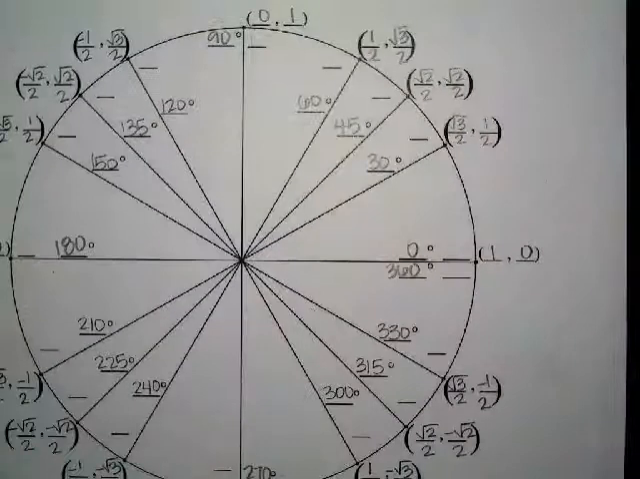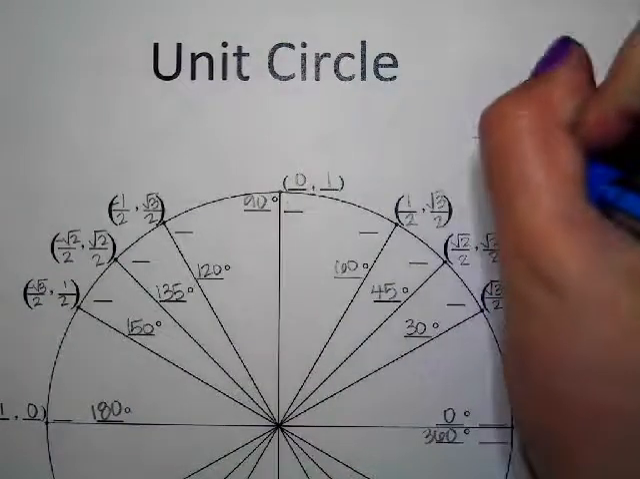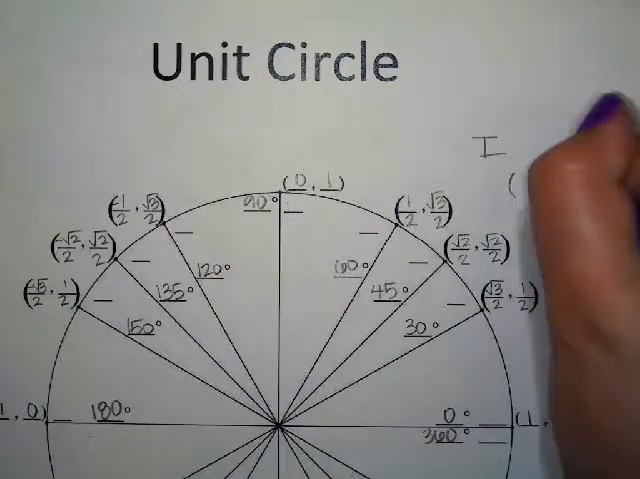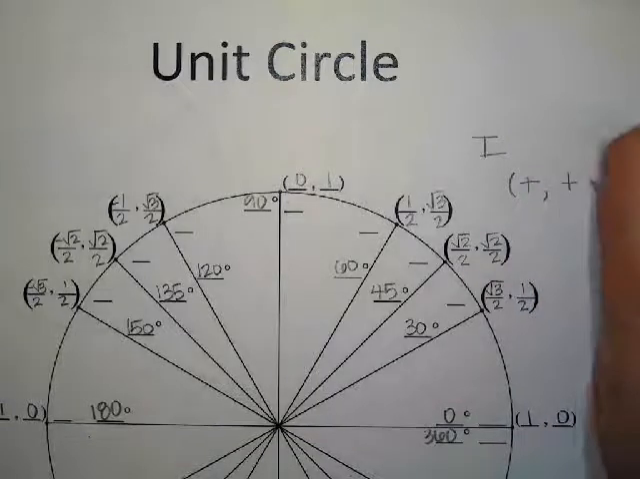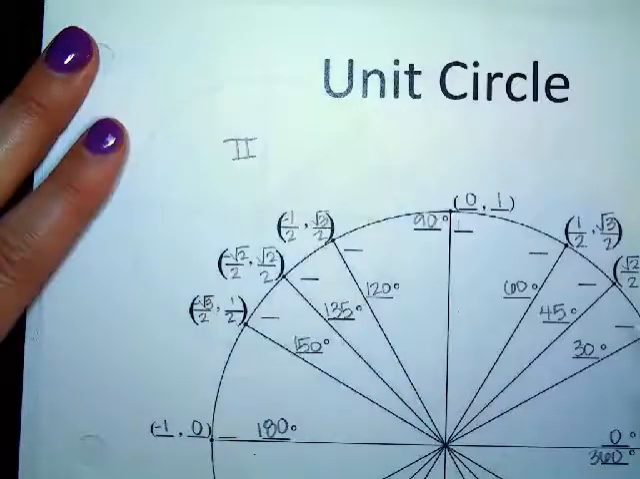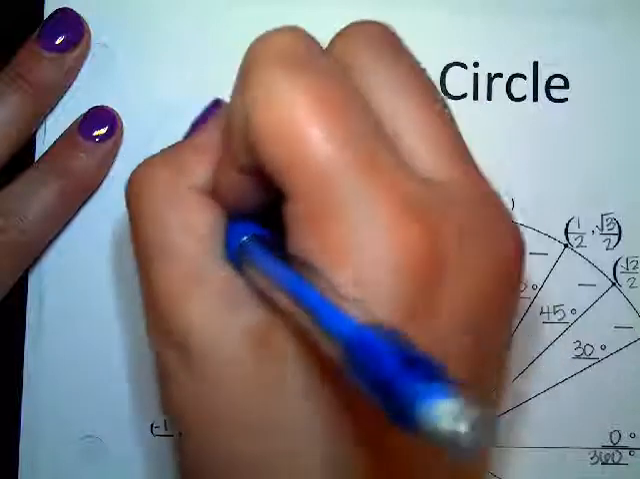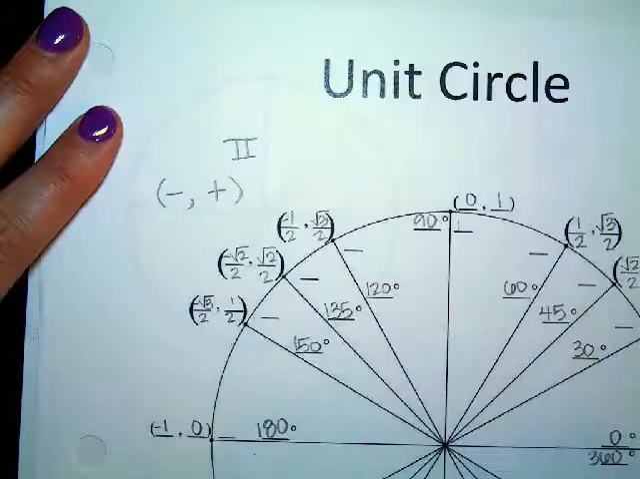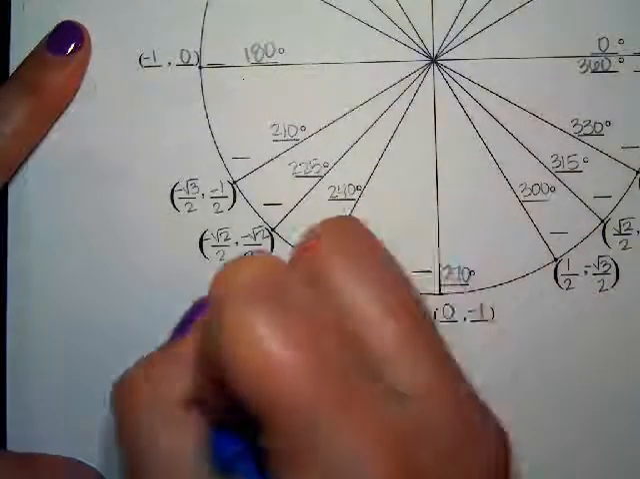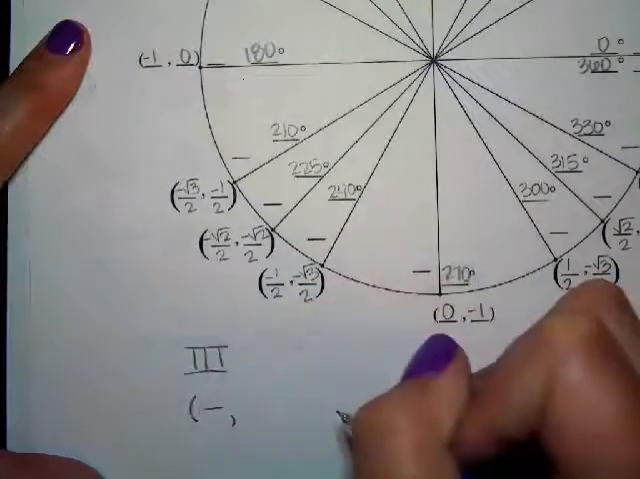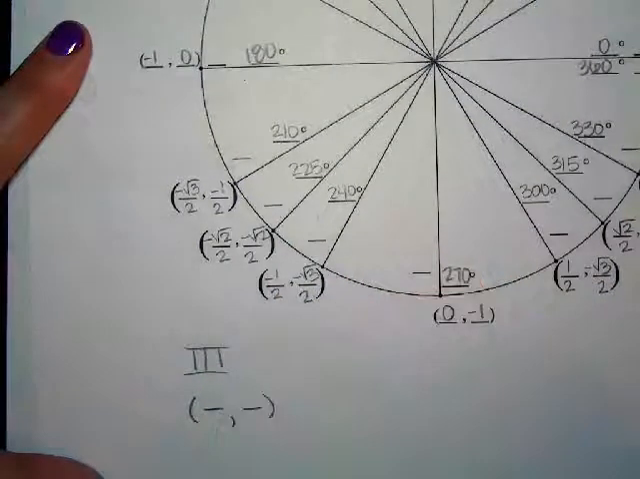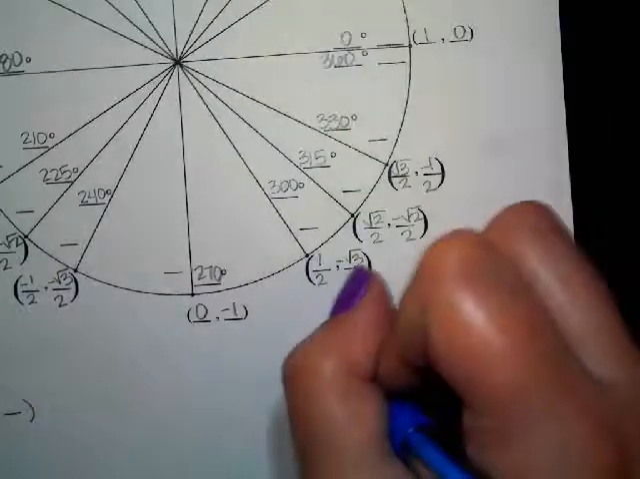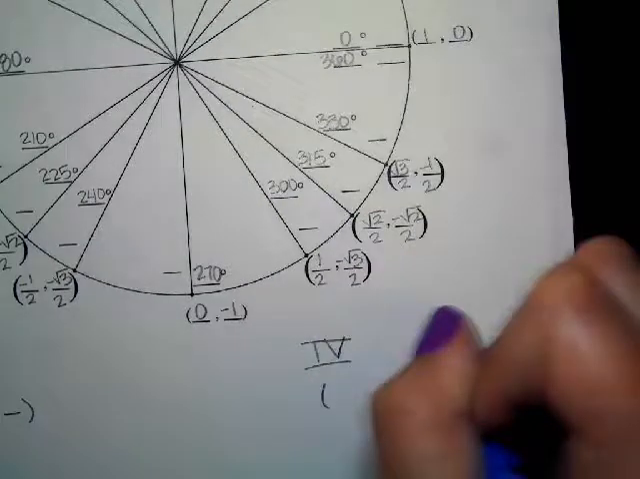So you'll notice that our first quadrant points always have a positive x-coordinate and a positive y-coordinate. Our second quadrant points always have a negative x-coordinate and a positive y-coordinate. Our third quadrant points always have a negative x-coordinate and a negative y-coordinate. And our fourth quadrant points always have a positive x-coordinate and a negative y-coordinate.